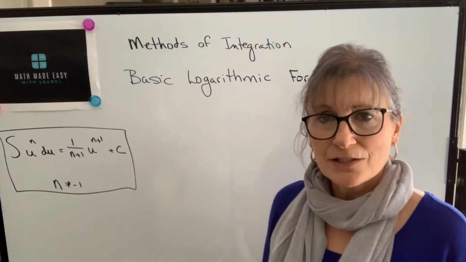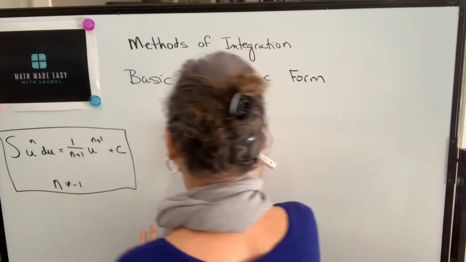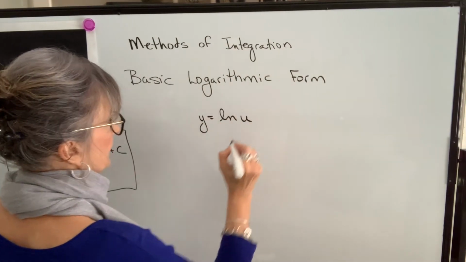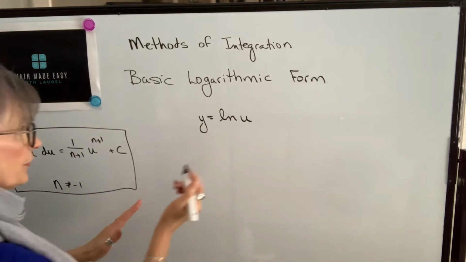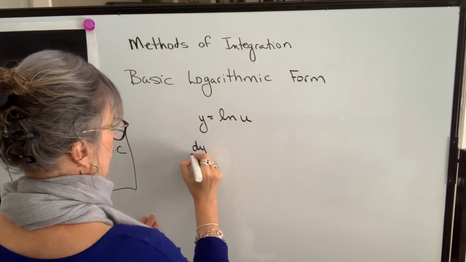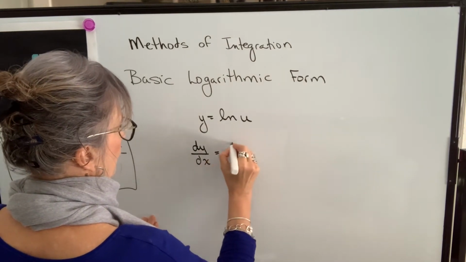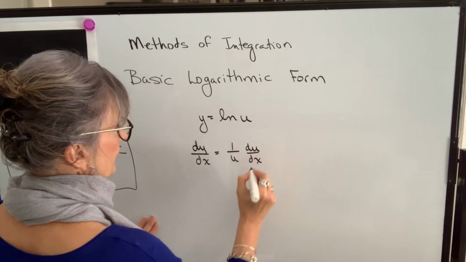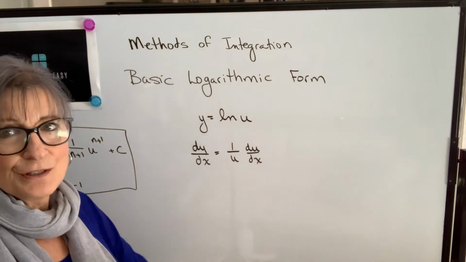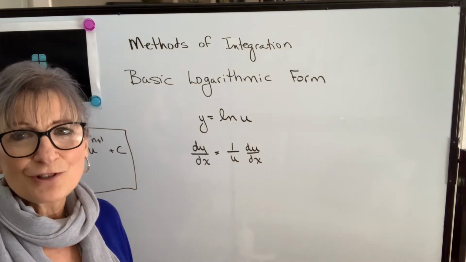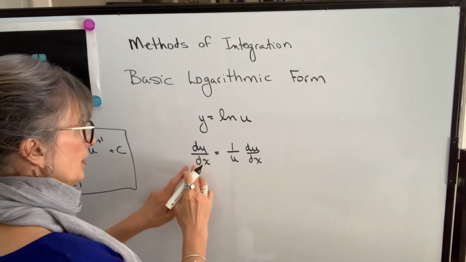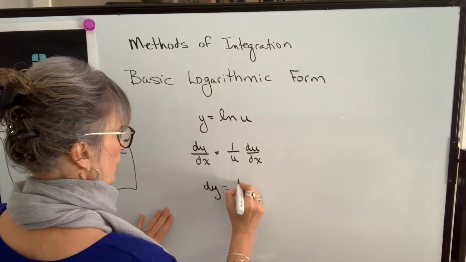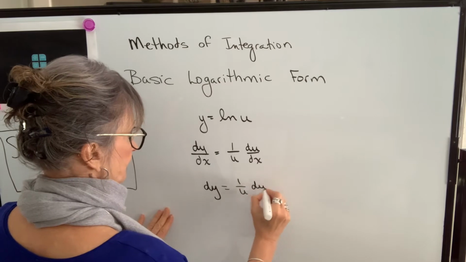Before I do that, I just want to review something with you. Let's let y equal the natural log of u. I'm going to differentiate with respect to x, so dy dx will be 1 over u du dx. Okay, that's on our formula sheet with all our derivatives of our transcendental functions. And then I'm going to multiply through by dx. So dy will equal 1 over u du.